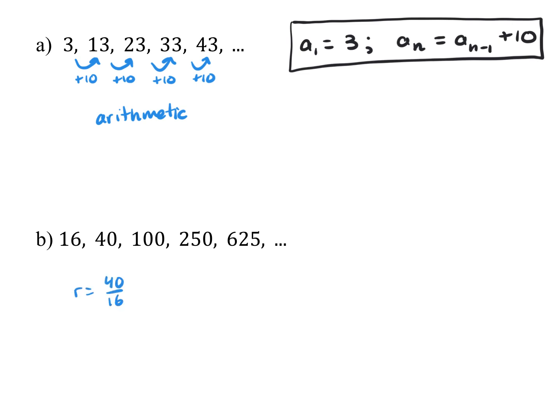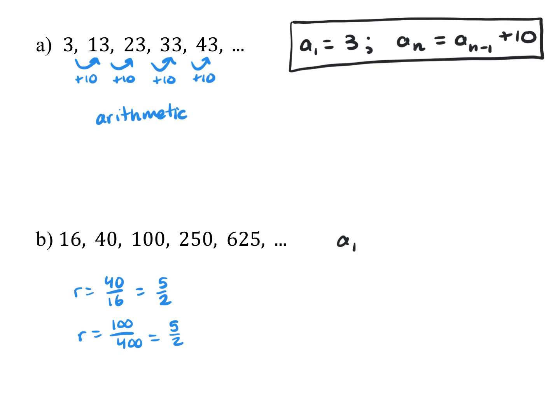So if I have 40 over 16, and I simplify that, I would get 5 over 2. Let's check a few more. What if I have 100 divided by the term before? 10 over 4 is 5 over 2, and I can see that that pattern holds. If I multiply by 5 over 2, I get the next term. So that will be my common ratio. So that means I'm literally taking the term before it and multiplying it by 5 over 2.